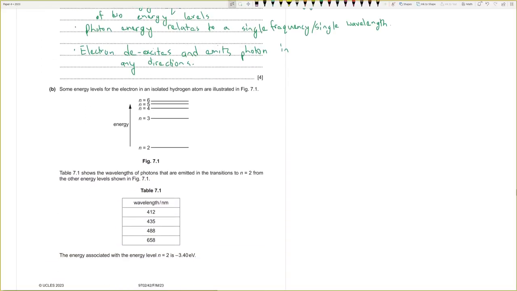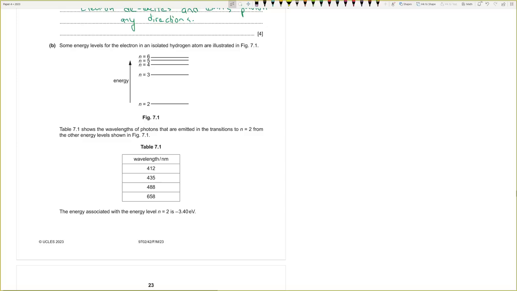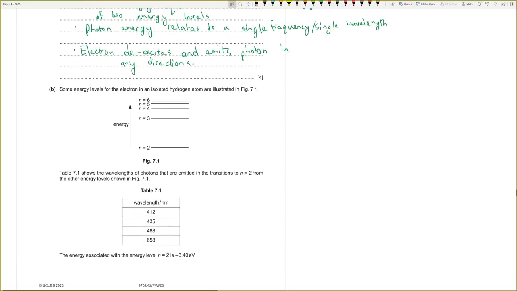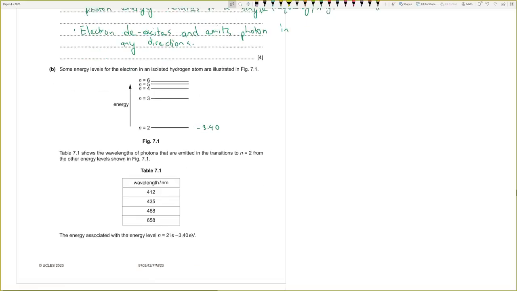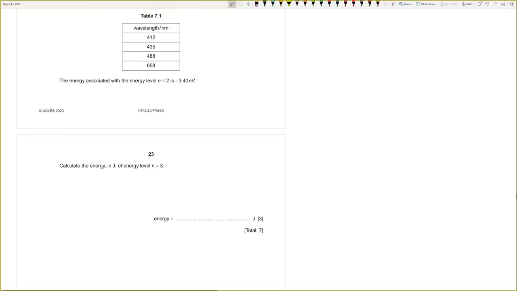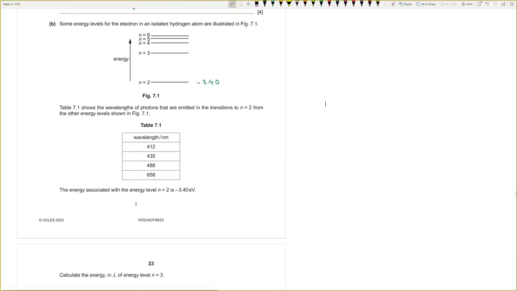Some energy levels for the electron in an isolated hydrogen atom are shown. The energy associated with energy level n=2 is minus 3.40. Table 7.1 shows the wavelengths of photons that are emitted in the transitions to n equal to 2 from the other energy levels shown in figure 7.1. So we are transitioning to this level from these other levels. Okay, so we are going towards 2. There was the same question in October November 2022 variant 4.2. Calculate the energy in joules of energy level n equal to 3.